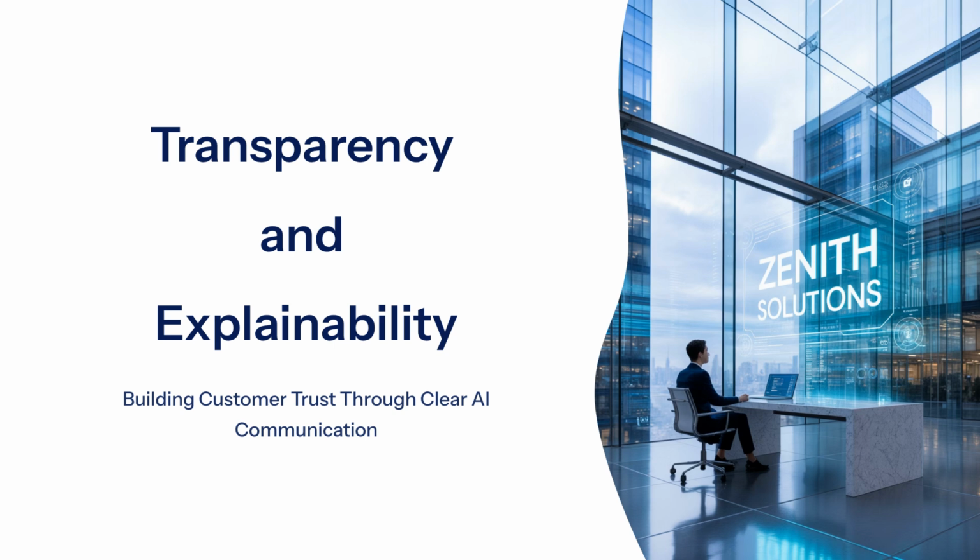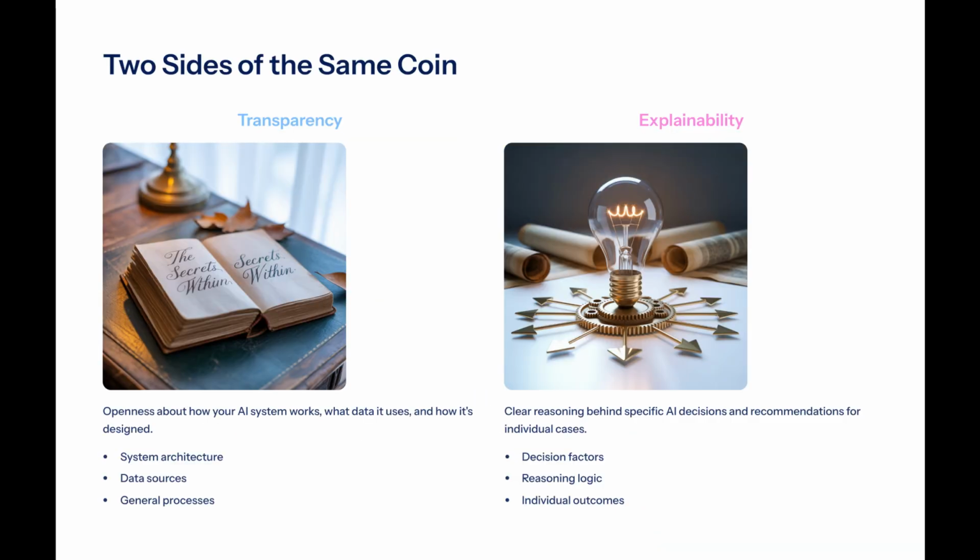Transparency is about being open about how the system works. Explainability is about showing why the system made a particular decision. Both are critical for small and medium businesses that depend on customer trust. Think of transparency and explainability as two sides of the same coin.